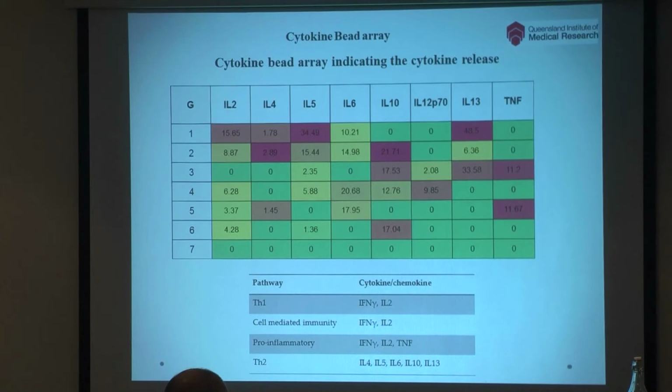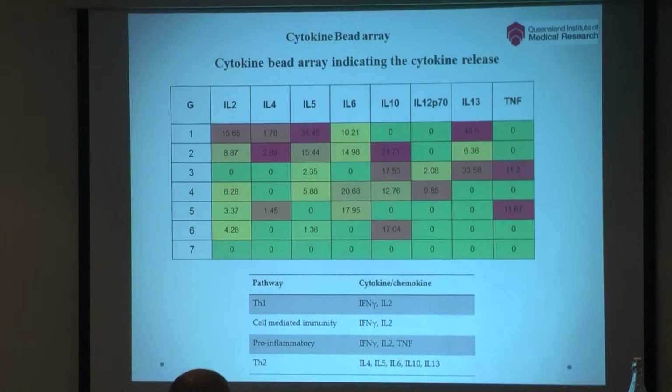Here is a cytokine bead array study, and it's presented in a heat map table. You can see IL2 production for constructs 1 and 2, and then IL4 and IL5 production in constructs 1 and 2 as well. And construct 4 also gave IL2 and IL5 and 6.